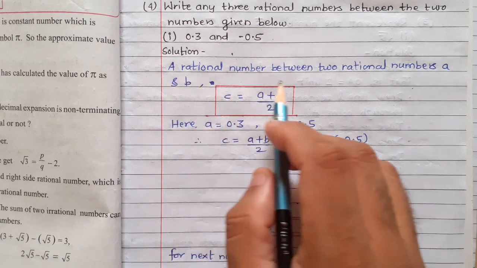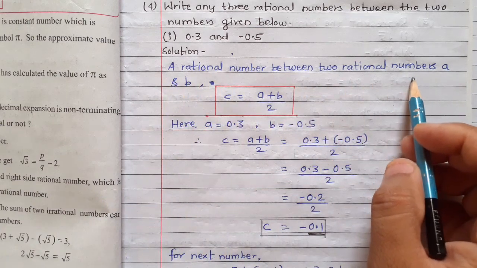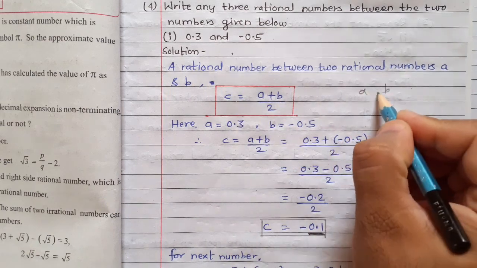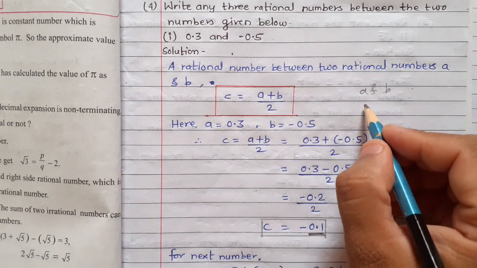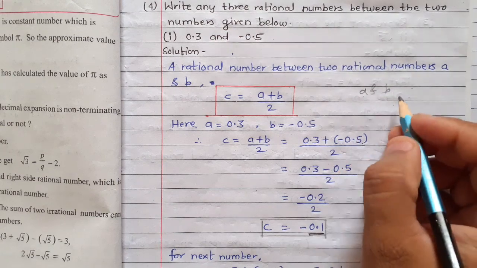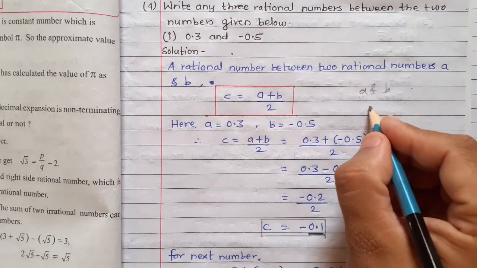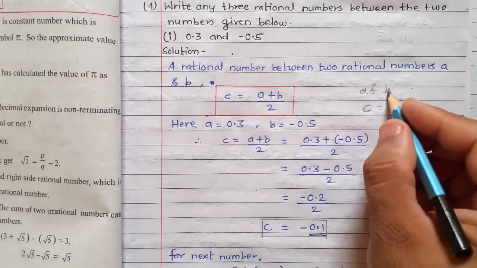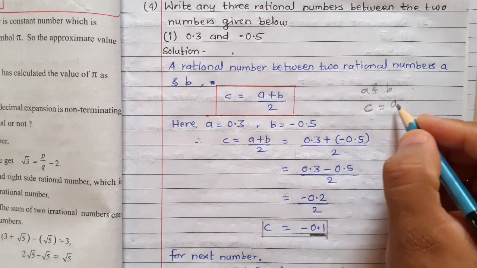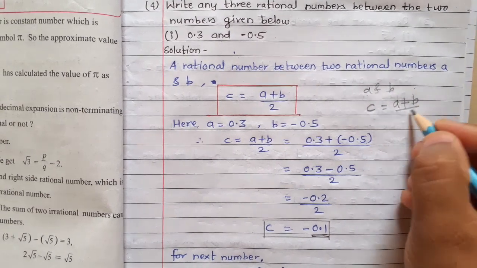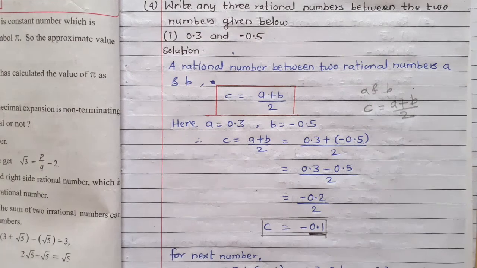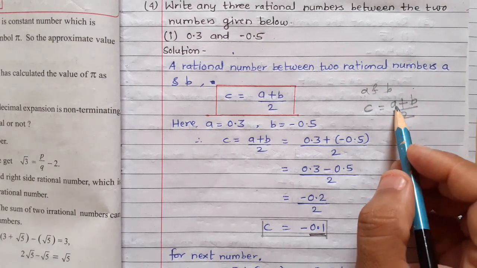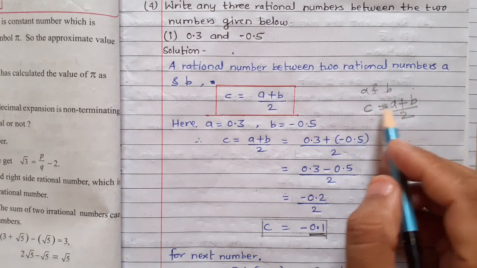Here a rational number between two rational numbers can be given by, suppose we have two rational numbers A and B. Then to find the rational number between A and B, we can use the formula: C, another rational number in between A and B, is equal to A plus B upon 2. By using this formula, we can get the number in between them.